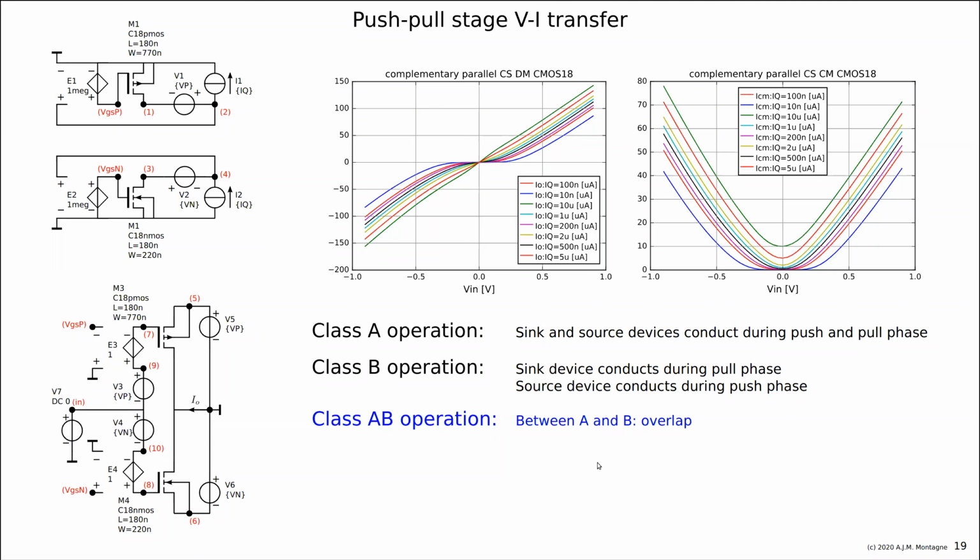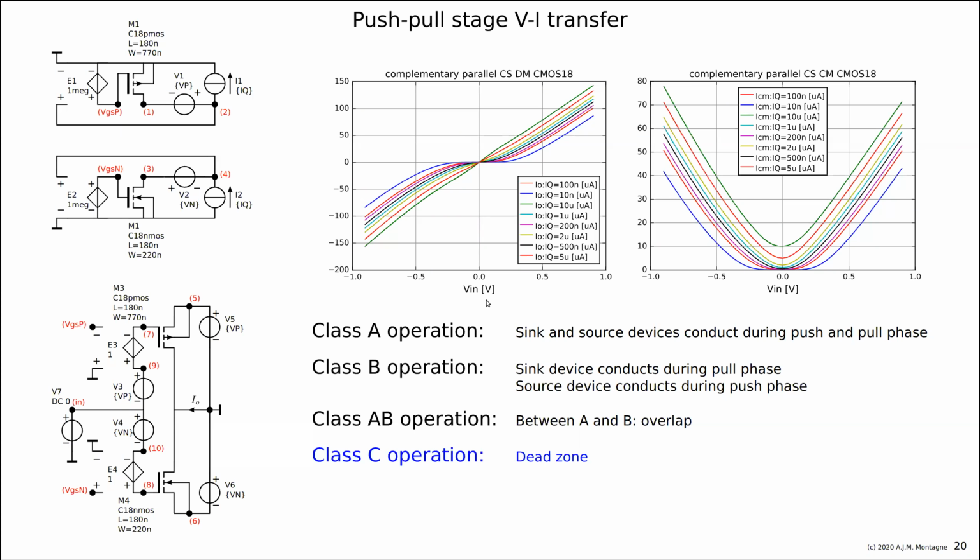So there's overlap. If there's no overlap, so take the blue one, there is even a dead zone. One is conducting in the positive half and one is in the negative, and then there's a dead zone, and we call it class C operation. So that is important to understand what these names are about.